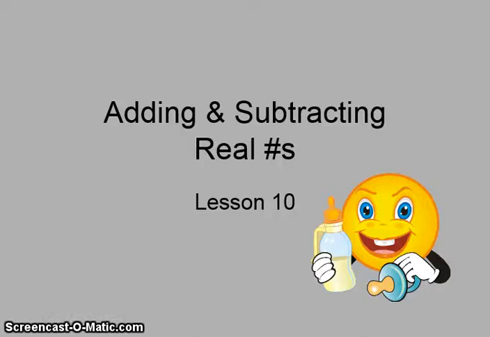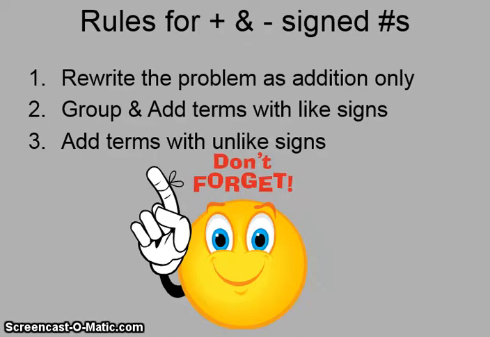This lesson is about adding and subtracting real numbers, and it's lesson 10 in your book. Here's some rules for adding and subtracting signed numbers, positives and negatives. First, we want to rewrite the problem as addition only. So any subtraction, we will change to plus the negative.